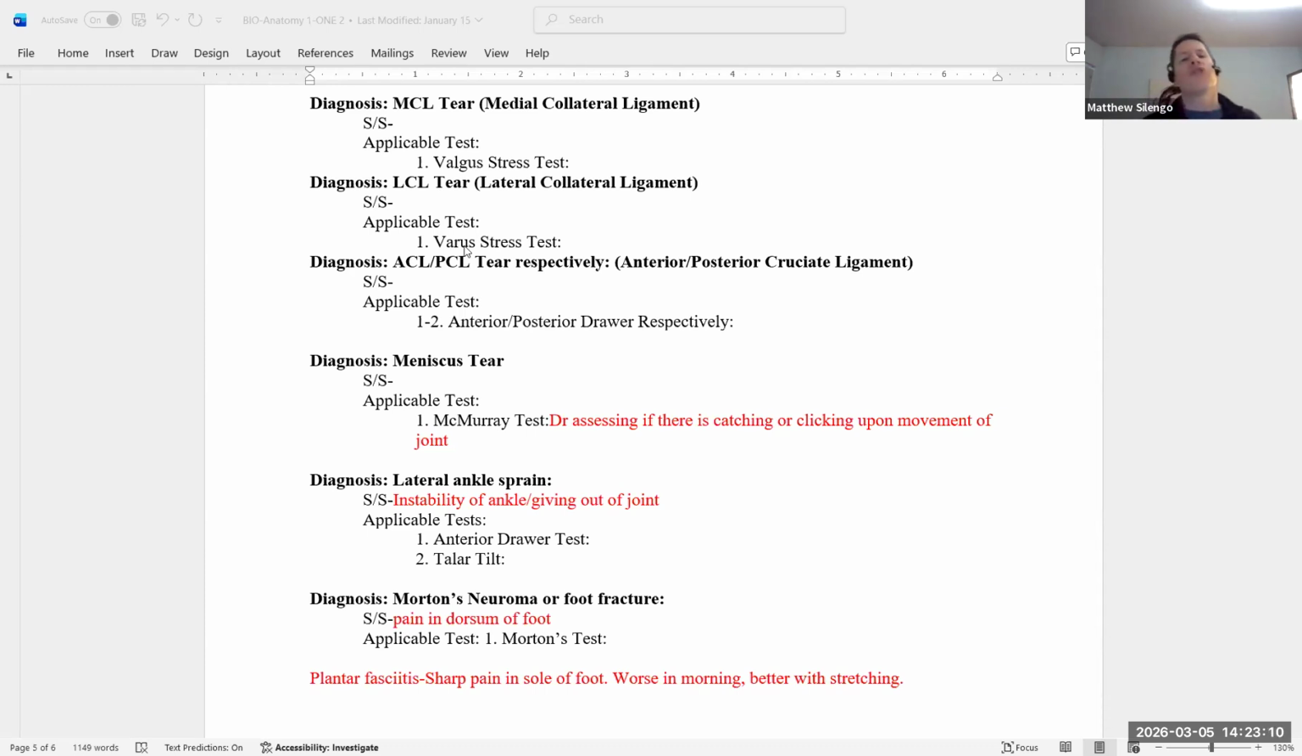So essentially here, you just want to know which goes with which. Valgus goes with medial collateral ligament. So if the valgus test is said to be positive, the diagnosis would be that there's most likely a medial collateral ligament tear. If the varus stress test is said to be positive, or we say that the tibia moves in a varus direction or varus orientation, then that would indicate the lateral collateral ligament is torn. So you want to just here know which one goes with which. Valgus versus varus, which goes with which.